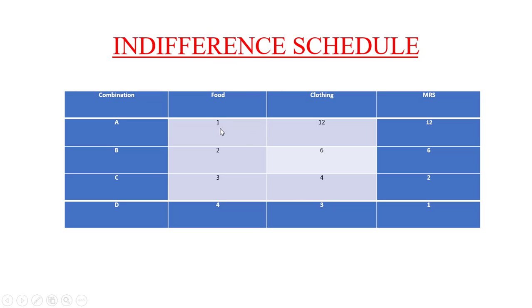You are getting one item of food. You can take any food you like. Okay, let's take any item. Let's take it as orange.